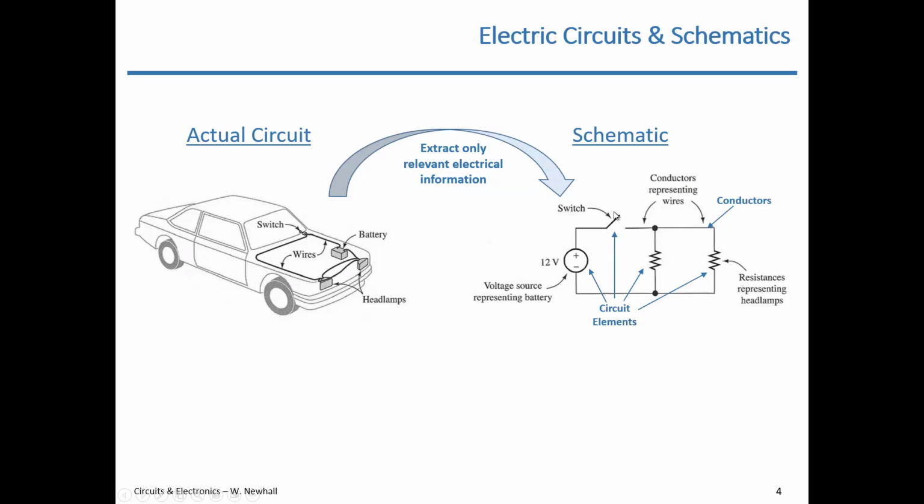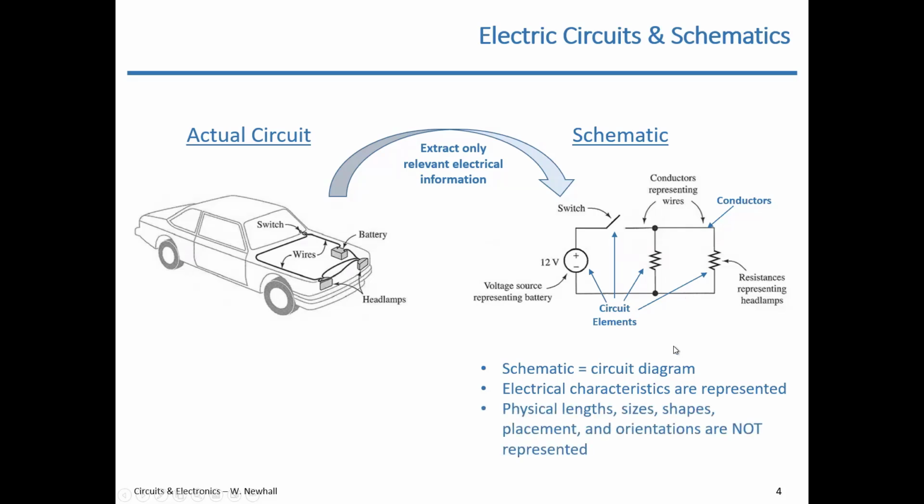We're going to call those nodes eventually. So when I say schematic, think circuit diagram, where the electrical characteristics are represented. So the physical lengths, the physical sizes, the shapes, the placement of the components, the orientations, they are not generally represented in the schematic. Now you could put special notes in there. You could talk about components being close to each other. That's done sometimes.